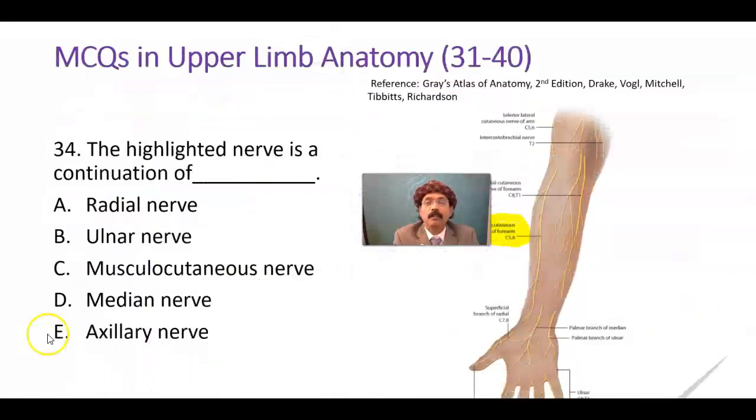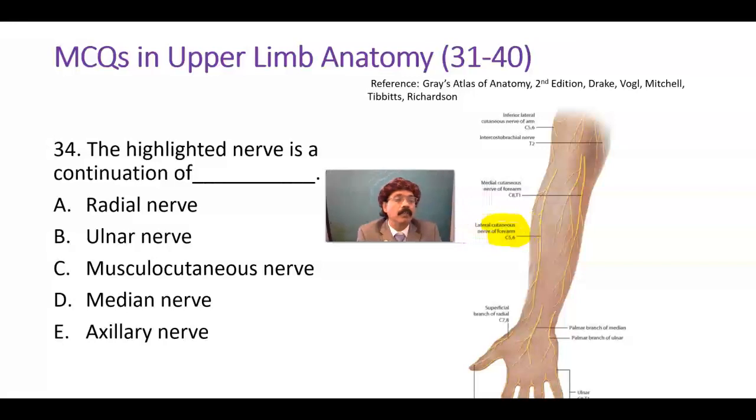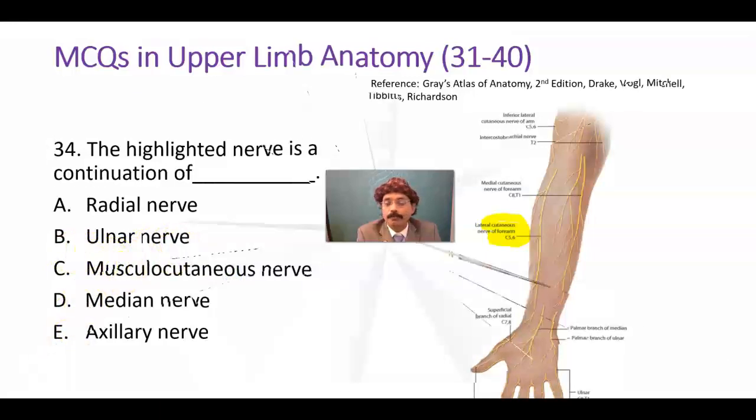Now go to the fourth question. The highlighted nerve is a continuation of what? This is a cutaneous nerve. Is it a continuation of the radial nerve, ulnar nerve, musculocutaneous nerve, median nerve, or axillary nerve? This is the lateral cutaneous nerve of forearm, a continuation of the musculocutaneous nerve. Root value C5, C6. Answer is C.